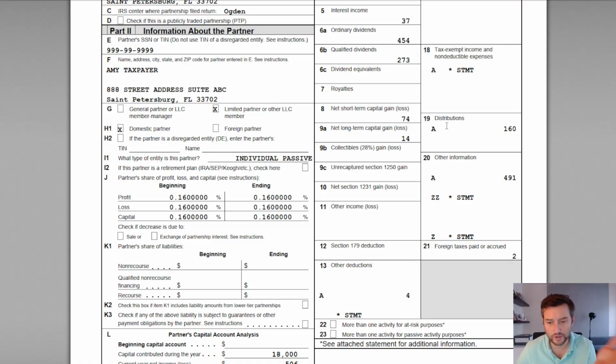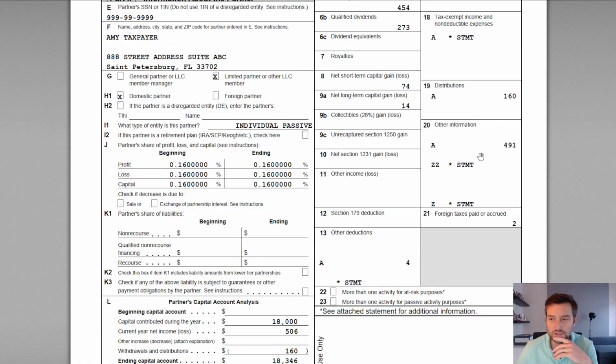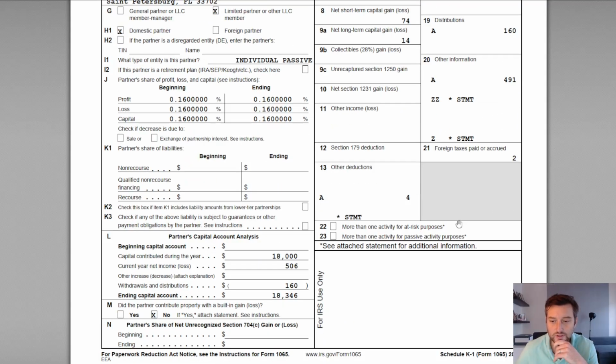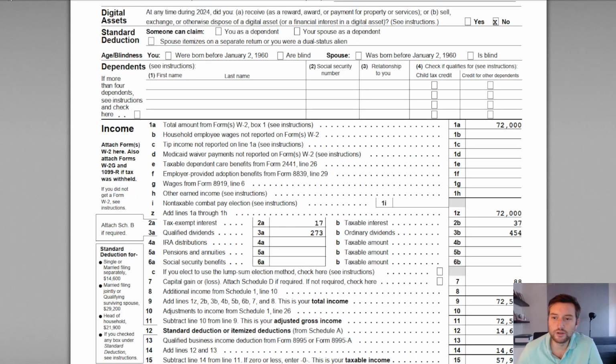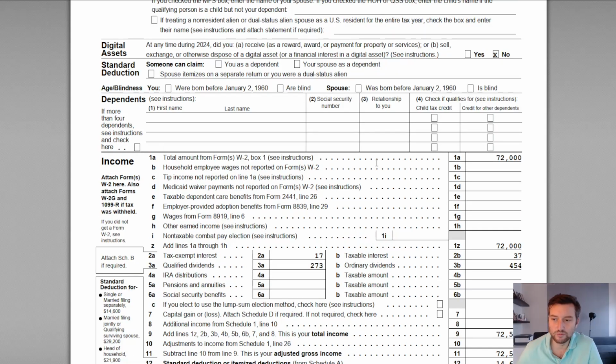This is cash or other property that is distributed from the partnership to you. So in this case, it was just a cash distribution of $160. And so we did see the same amount reported down there in the capital account reconciliation. So the distributions here, there's nowhere on the return necessarily where this is reported, right? Because it's a return of capital, so that item in and of itself is not taxable.